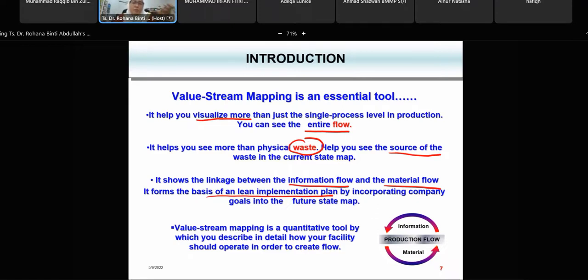It's an essential tool prior to starting any Lean implementation project. Okay? So, value stream mapping is a quantitative tool by which you describe in detail how your facility should operate in order to create flow. Okay, so maknanya dia akan bantu you visualize. Kalau biasa kita tengok kat production line kan, kadang kita tak nampak tau apa masalah dalam production line tu. So VSM helps you to identify what are the problems that occurs along that production system.